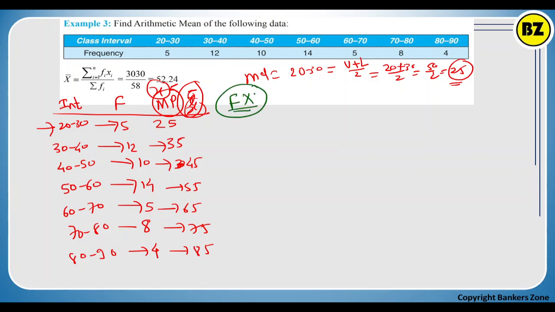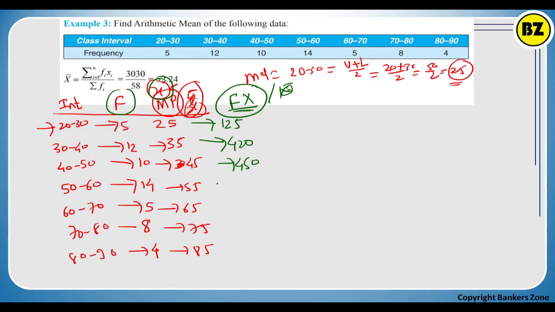F into x you have to find, right? Fx divided by n or capital F. Okay, now see, what is f into x we calculate? So we are having f and we are having here x. So here it will be 125. Just multiply 12 into 35. So here you will get 420. Here you will get 450, right?